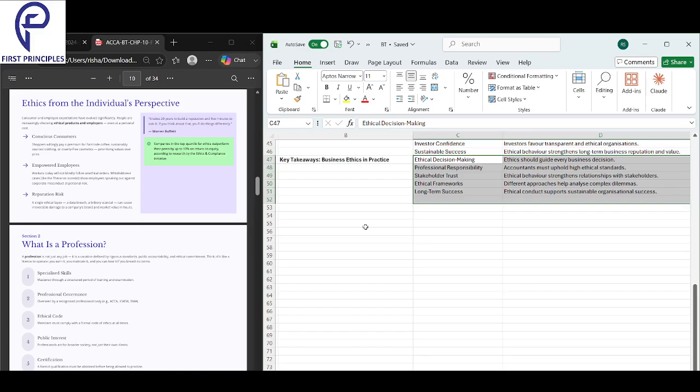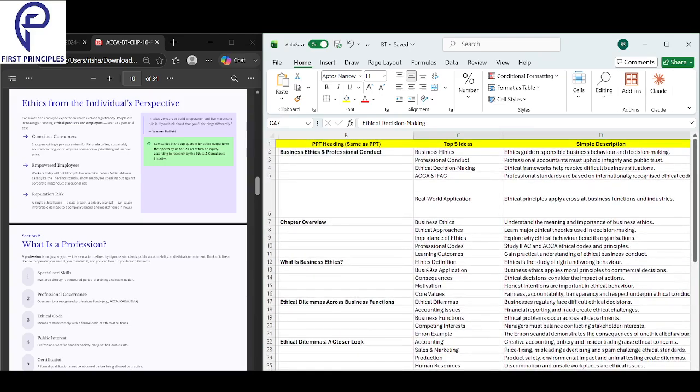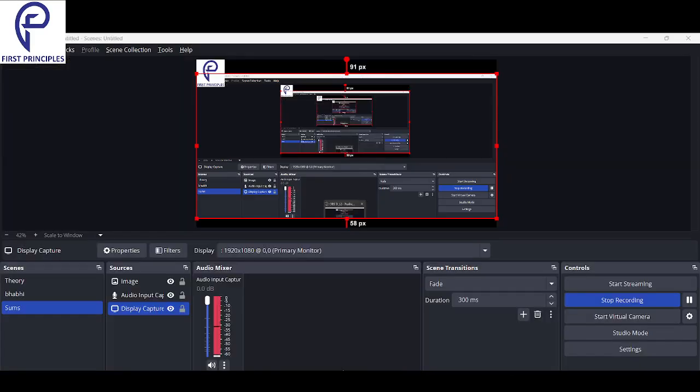So that is all about the ethics part in this particular chapter. It's pretty theoretical, the ethics part. All you have to do is just read it three to four times and you'll see how simple and how basic it is. It's nothing that is complicated in this part.